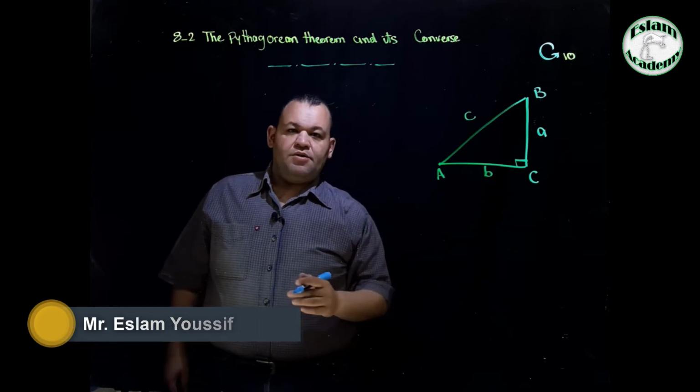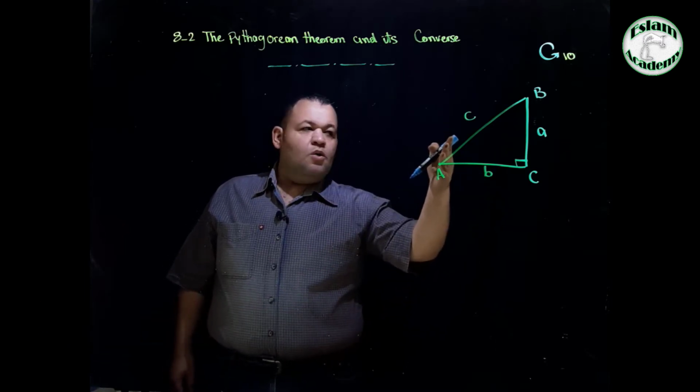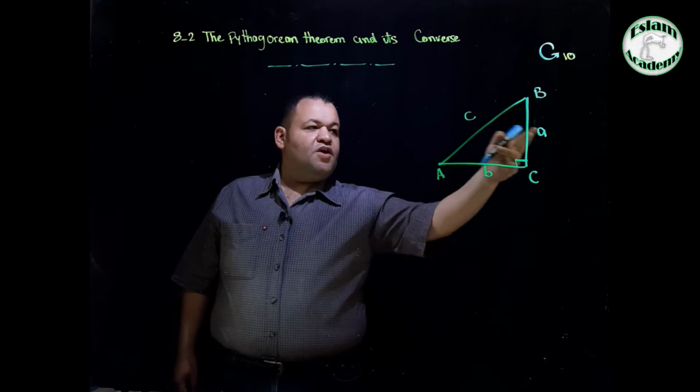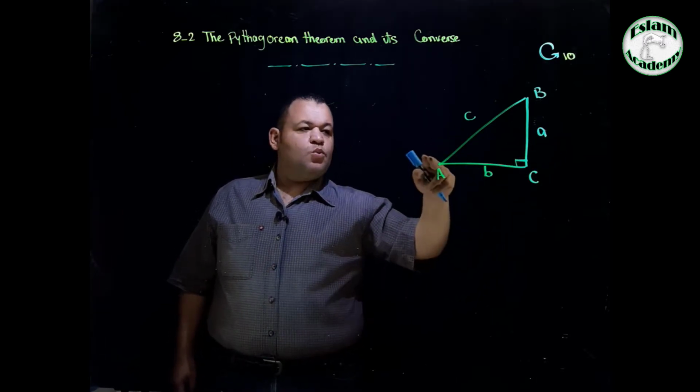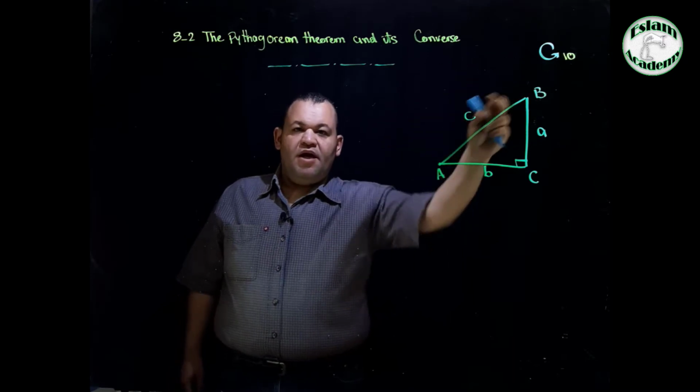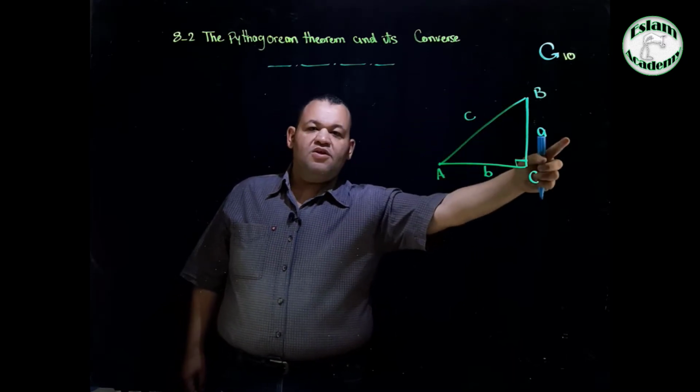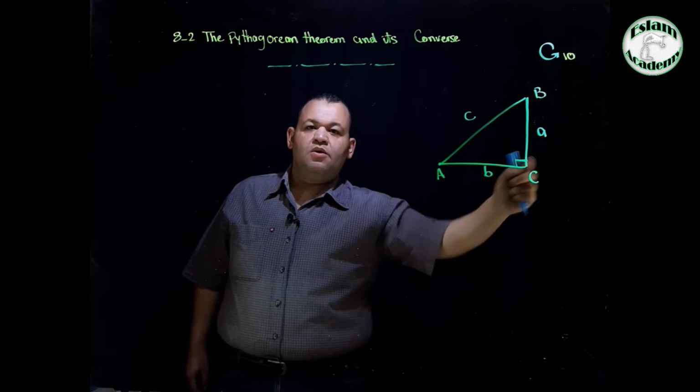Now we have a relation. The area of the square which is drawn on the hypotenuse is equal to the sum of the areas of the two squares which are drawn on the two legs of the triangle. So if we have a square drawn on the hypotenuse, its area will be equal to the sum of the two areas of the two squares which are drawn on the two legs.